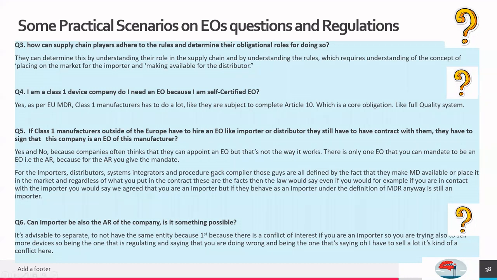They have to sign that this company is an economic operator of this manufacturer. So is it correct? Yes or no? The answer is both, because companies often think that they can appoint an economic operator, but that's not the way it works. There is only one economic operator that you can mandate, and that is the authorized representative, because it is needed as per MDR.